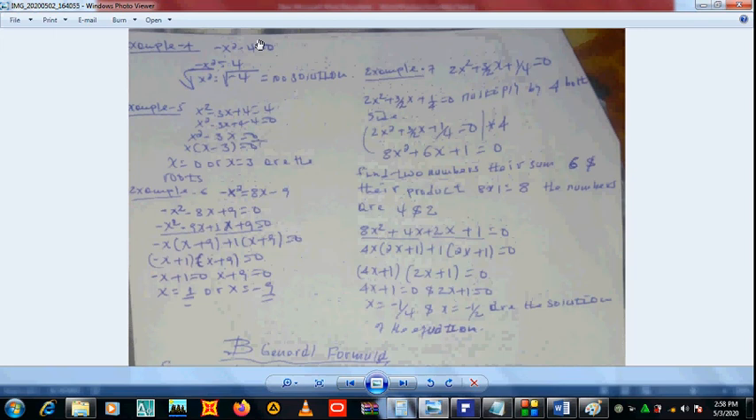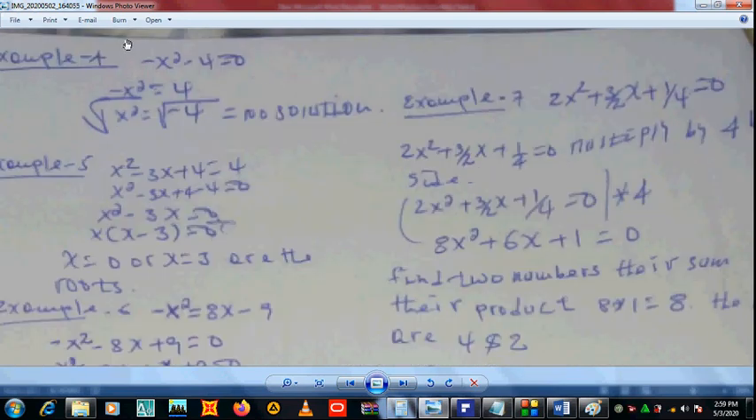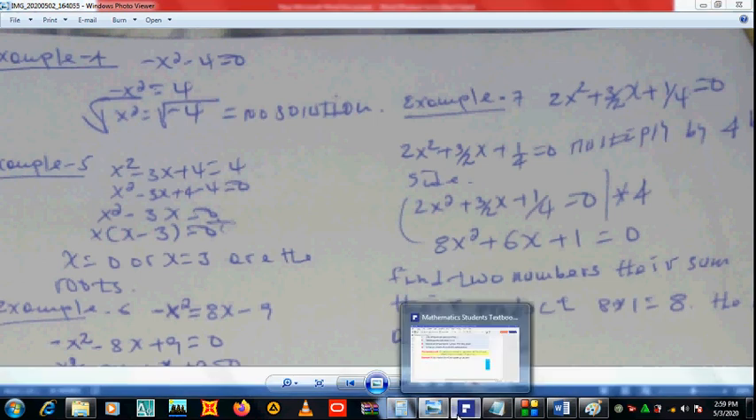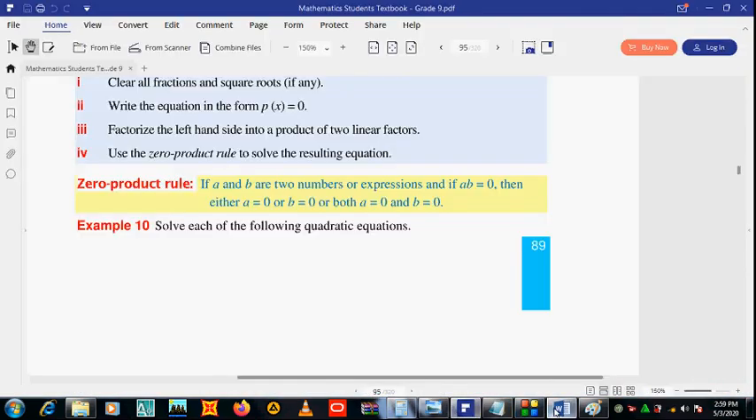Okay, let's try this example. Example 4, negative x square minus 4 is equal to 0. Solve this equation. I give you 1 minute. Solve this in 1 minute.